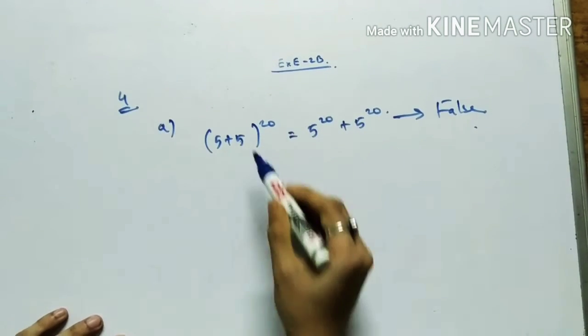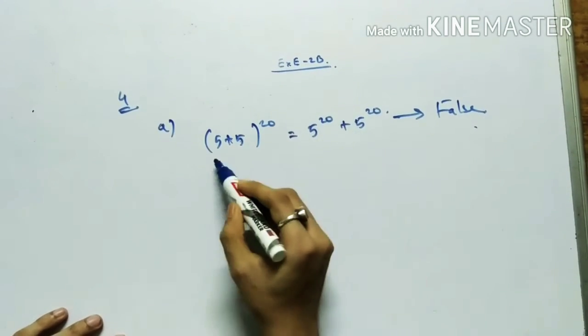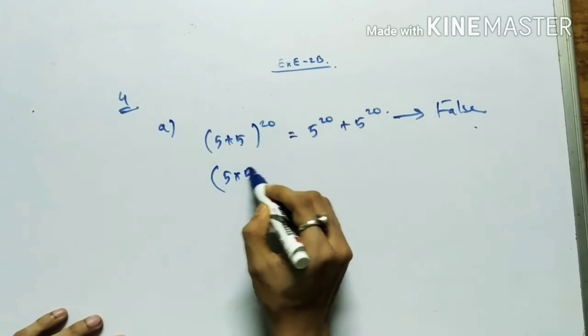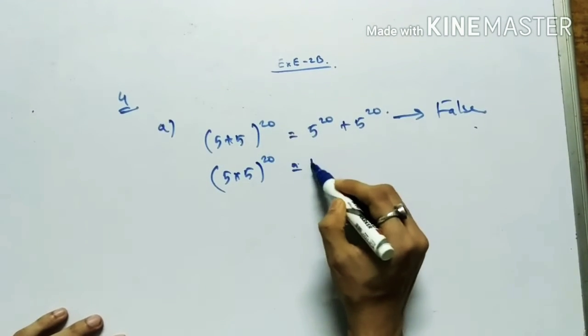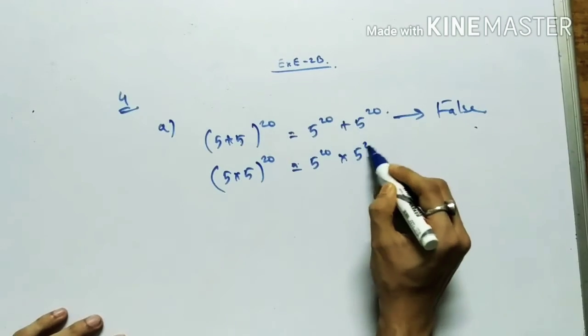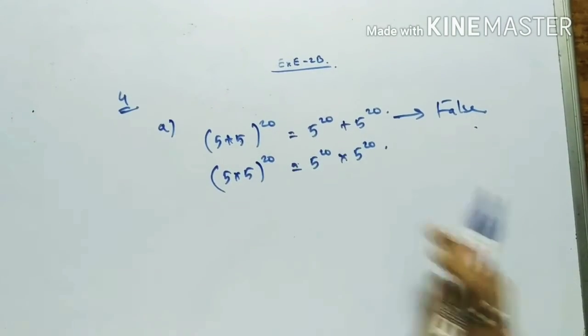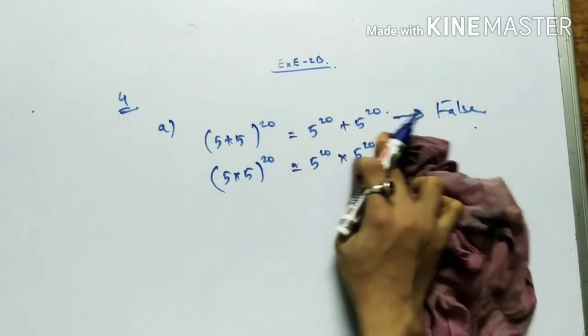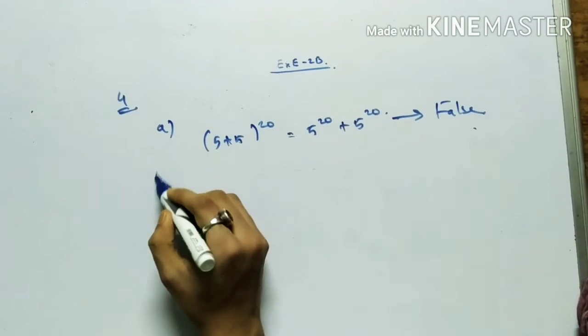If it were 5 into 5 to the whole power 20, then only this would be 5 to the power 20 into 5 to the power 20, understand? But in here there is a plus, so therefore this is false.